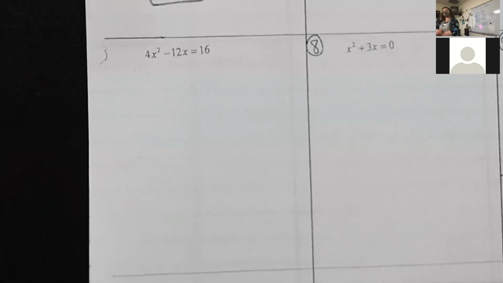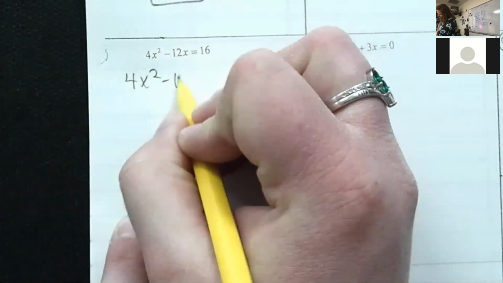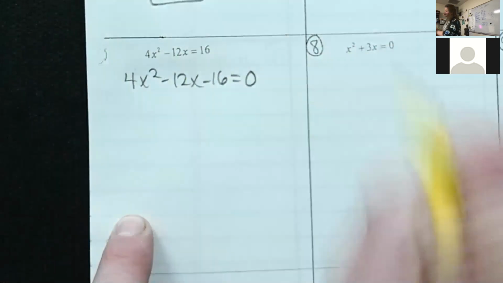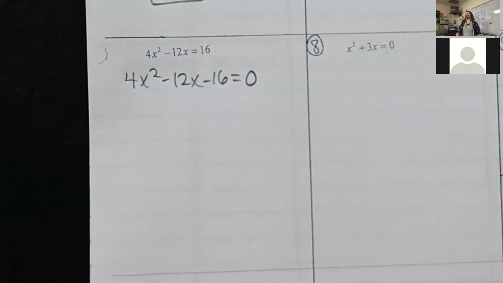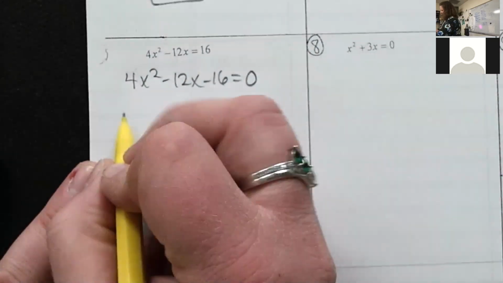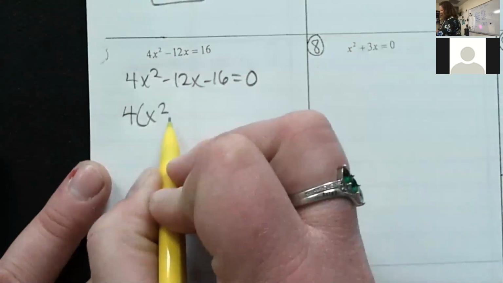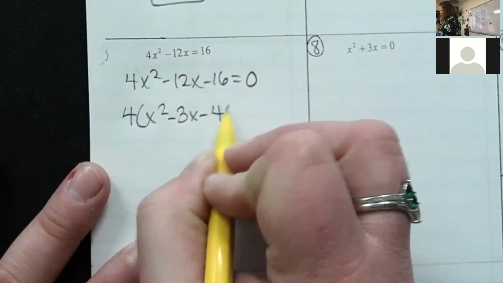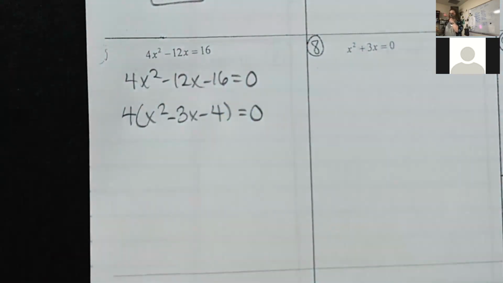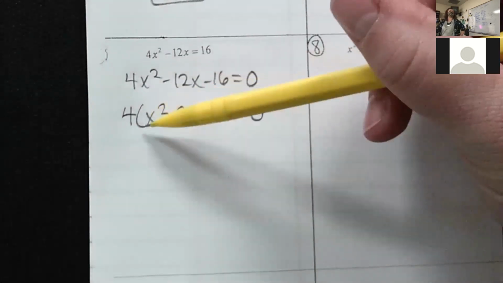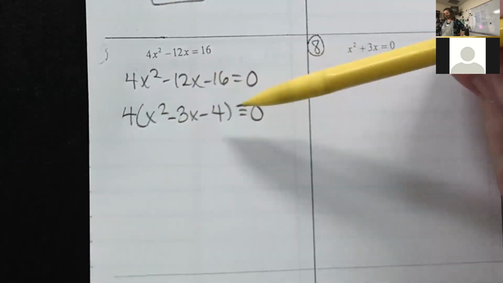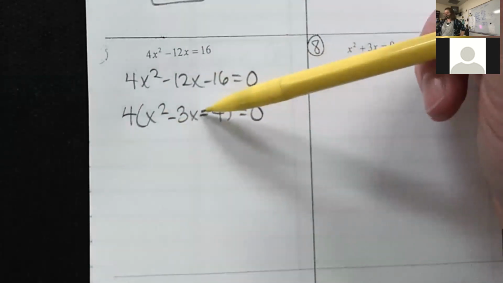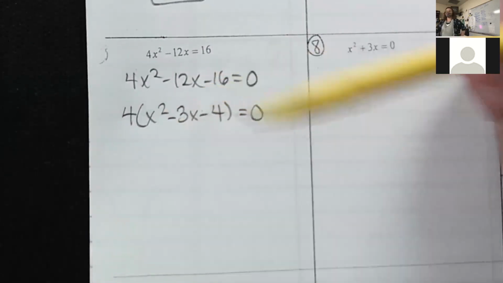Okay, what do I do first? Make it equal to 0. Move that 16 over. Okay, now what? Yeah, what can we take out? Let's take out a 4. That's going to make our lives a lot easier. I'm left with x squared minus 3x minus 4. Okay, when there's nothing in front of this x squared, that makes your life so much easier. Now you say factors of 4 that subtract to get you 3. 4 and 1.